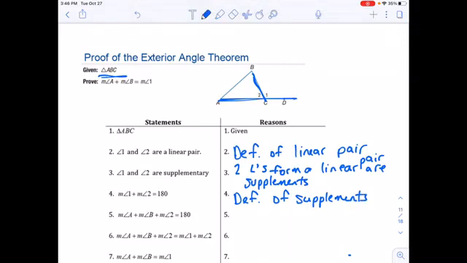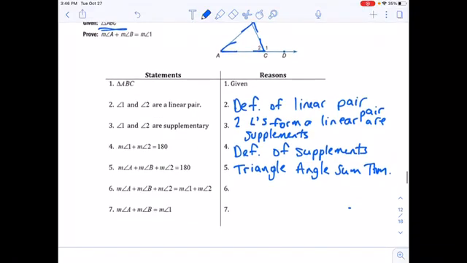Then we have the measure of angle A plus the measure of angle B plus the measure of angle 2 equals 180. Since we have proven the triangle angle sum theorem, we can use that in any further proofs. So I'm going to use it here to state that this angle A plus this angle B plus this angle 2 add to equal 180, which we used in the previous slides.